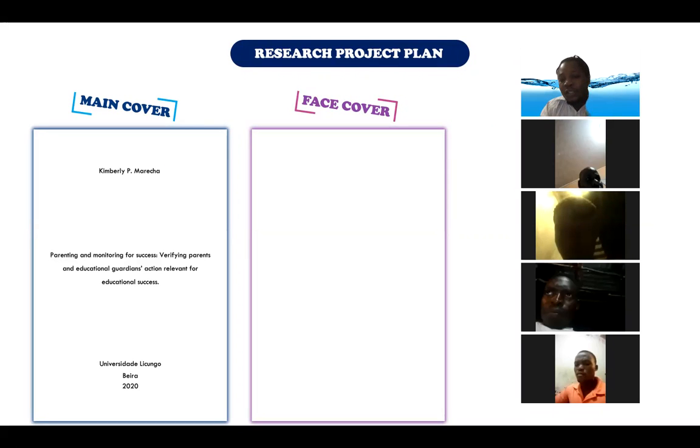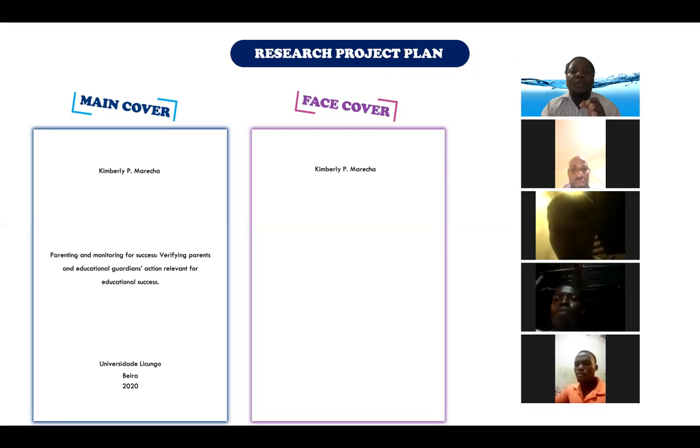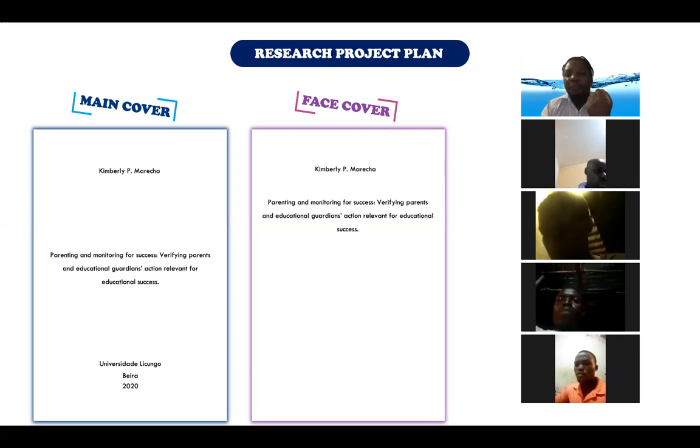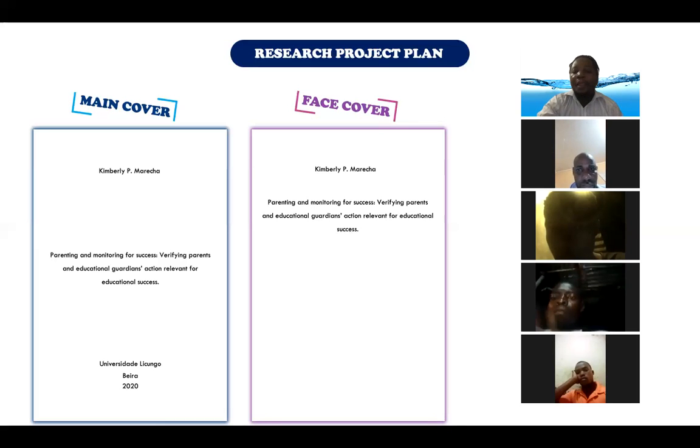And it also starts with your name at the top margin and also centered in the middle, right? So your name should be at the top, like in this example, and also centered in the middle. And it is also followed by the title of your paper. The same title that is on your main cover should also be on your face cover.